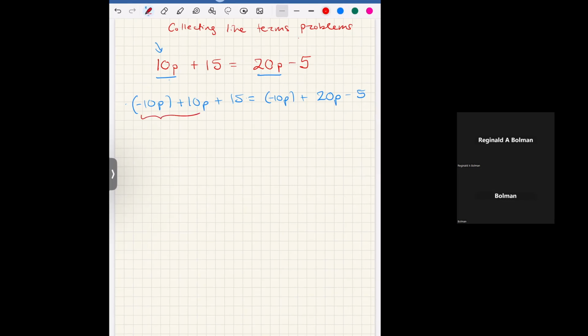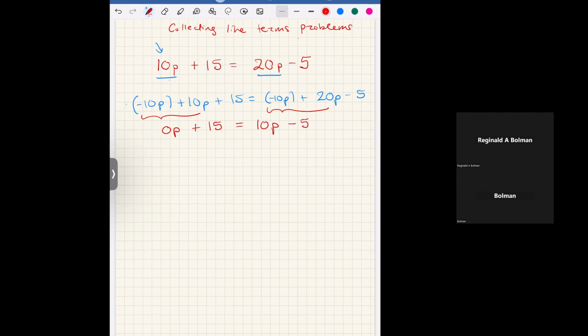And you'll see that I've got a negative 10p plus 10p. That's going to give me 0p on the left-hand side, plus 15. And then on my right-hand side, I'll have negative 10p plus 20p. The way you should read this is you have $10 that you owe someone, but you deposit $20 in your bank account. When you get done paying back the debt, you should have $10 remaining. And the minus 5 doesn't change.